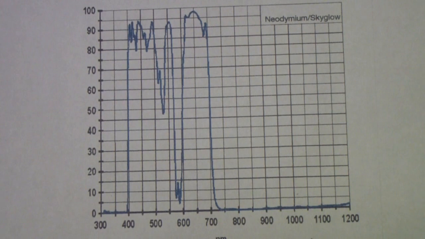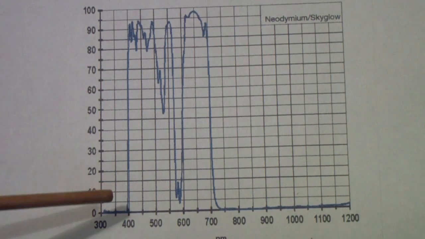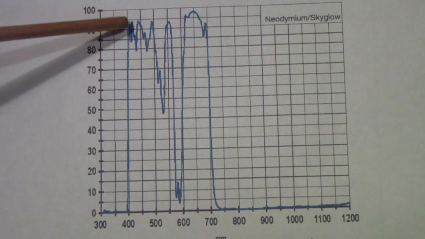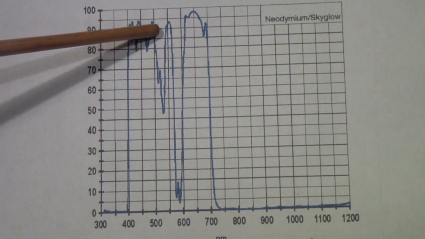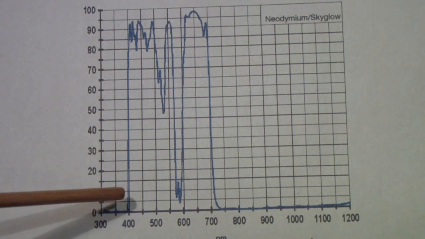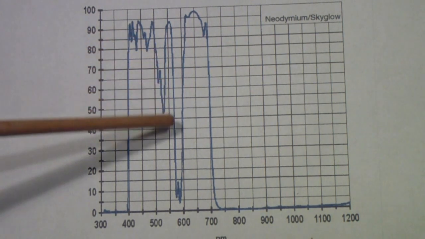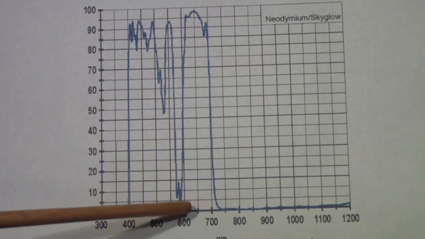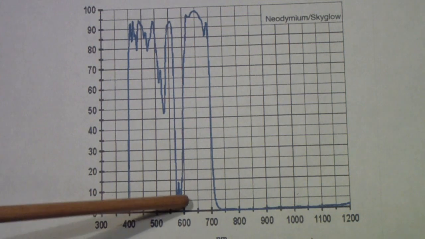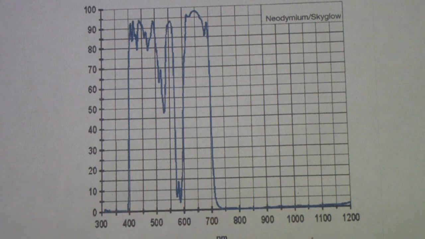Another filter that we're going to look at is called a moon and sky glow filter. And this filter, notice it passes a lot of the light down in the green, from the lower part of blue through the green, but then there is an area where very little light is passed through, and then another rise. Now, the scale here is a little different.